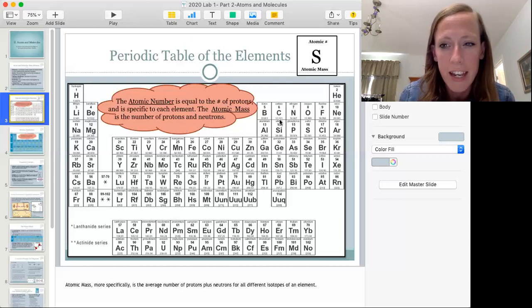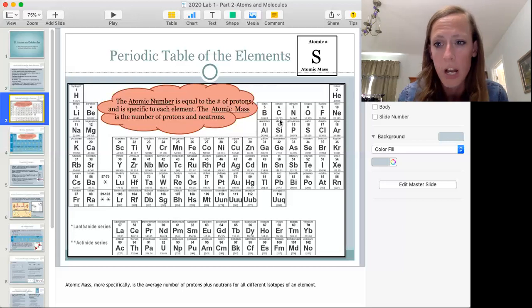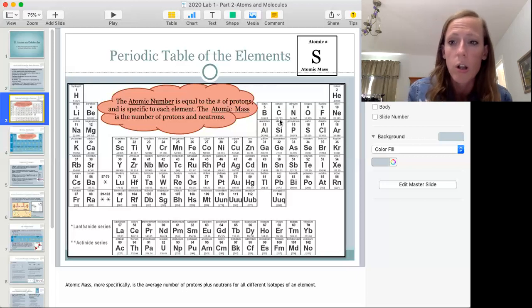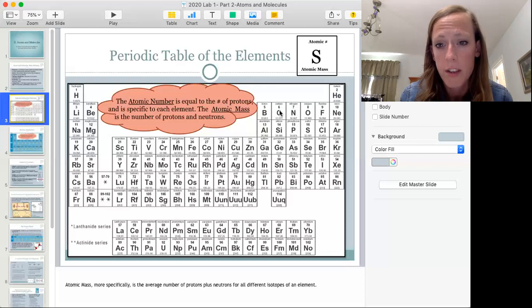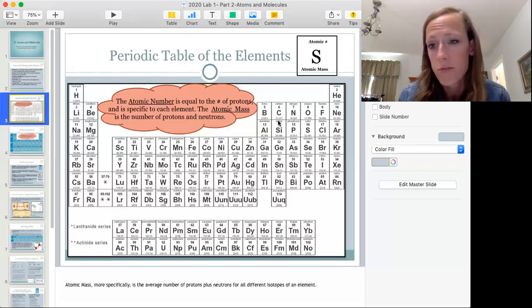But as you can see, the atomic mass is slightly above 12. It's 12.011, which is an average. You should understand that it's an average of the number of protons plus the number of neutrons for all atoms of carbon existing in nature. What we can take from this then is that most atoms of carbon have 6 neutrons, because we know carbon always has 6 protons, and the atomic mass is really close to an even 12, right?